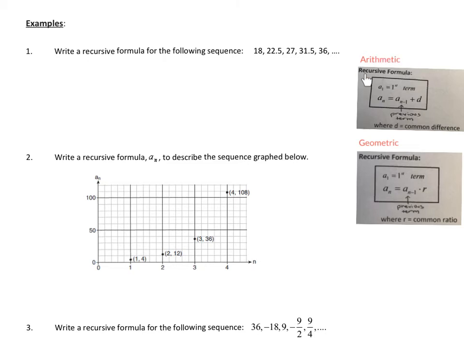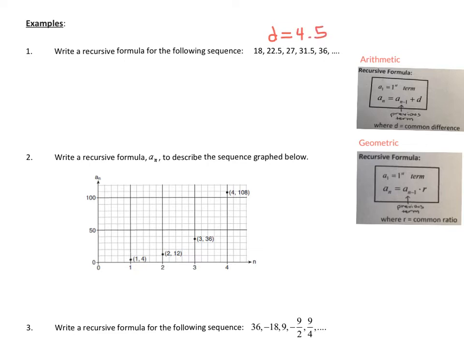If that didn't work, you would want to see if it's geometric. So instead of subtracting to work your way back, you would divide by the term in front of it and see if you get a consistent answer. But here, no matter which term you start at, if you subtract the term in front of it, it gives you 4.5. So not only is this arithmetic, but our common difference is 4.5. That's what we're adding to get from one term to the next.